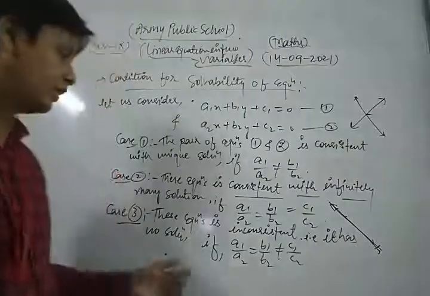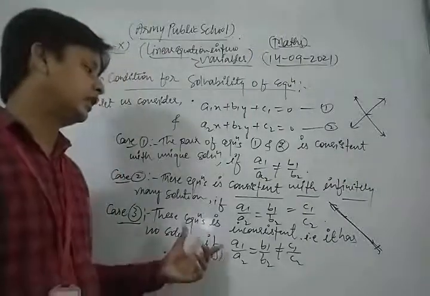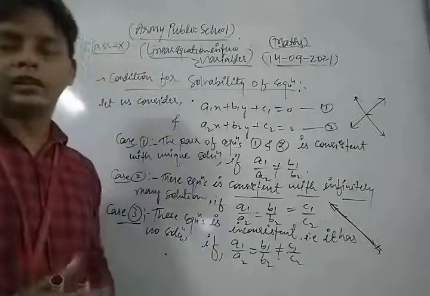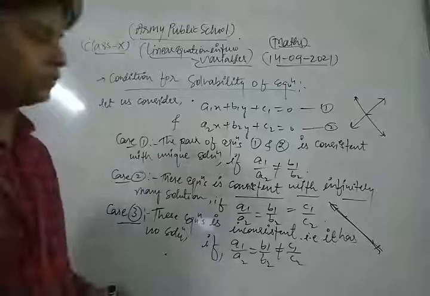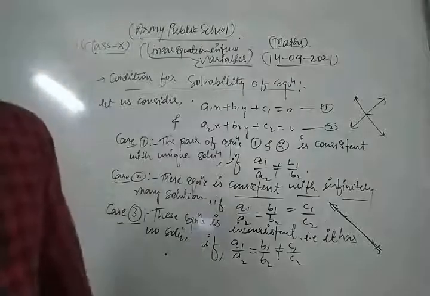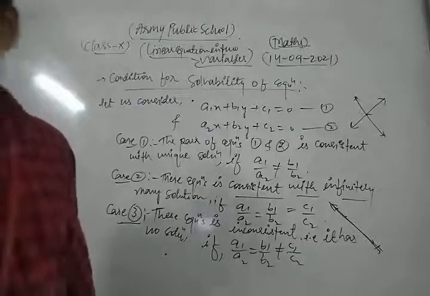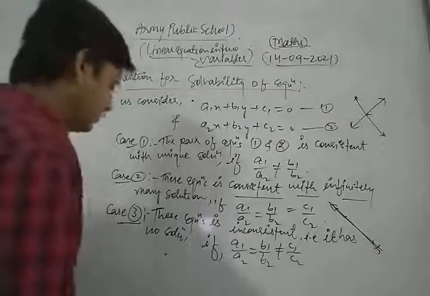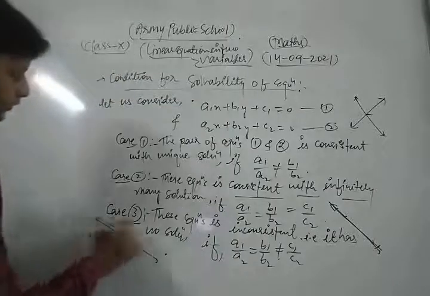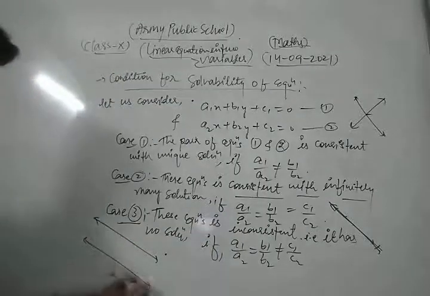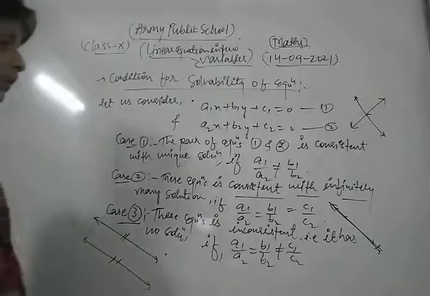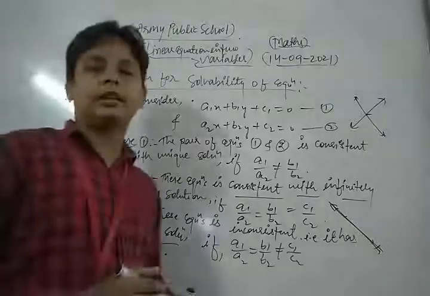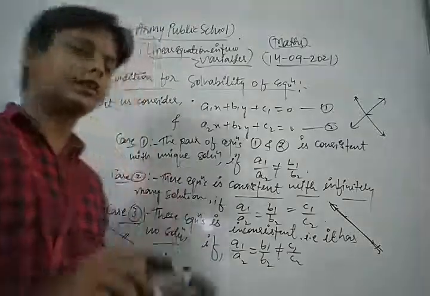Dear students, this equation is inconsistent, that is, it has no solution. Means the graph of the pair of linear equations is two parallel lines. The lines represented by the equations are parallel and non-coincident. So if we draw the graph of this type of equations, we get two parallel lines. Because of that it has no solution, so they do not intersect each other, and you know that two parallel lines never intersect each other.